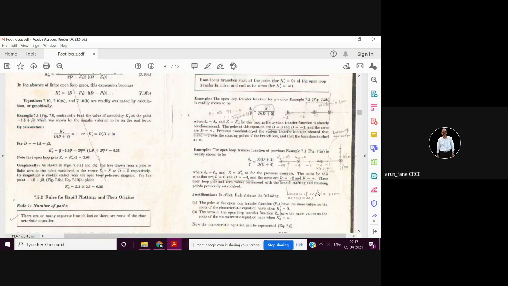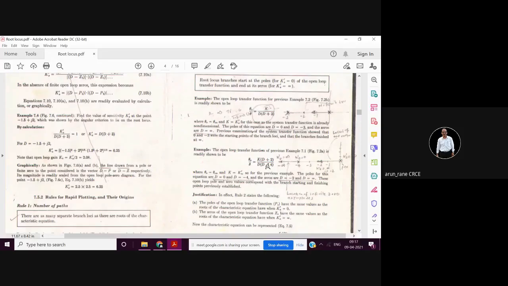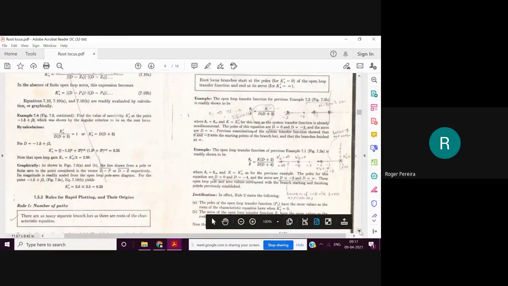So now as per this rule, the branch will start at the pole and will end at the zero. So this is the pole and this is your finite zero. Another branch is starting at minus 4 and it will end at the infinite zero. Is this clear? Yes, sir. There are two roots. Okay. Shall I go for the next one? Yes, next, sir.